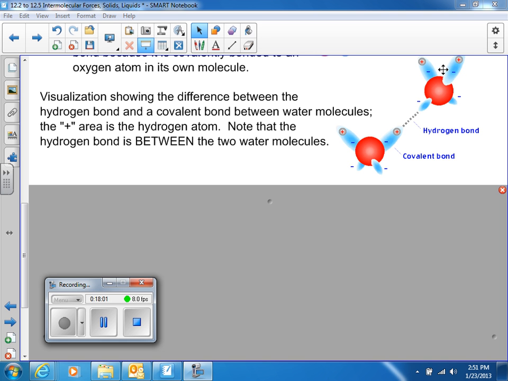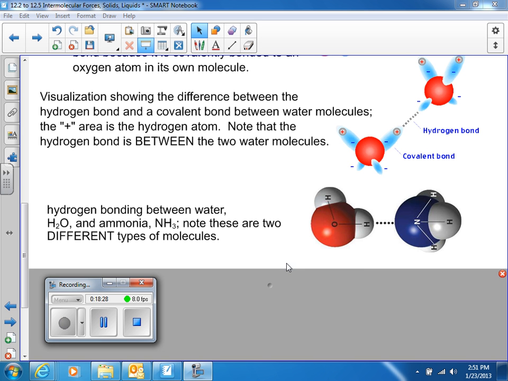Now, here's one water molecule, here's another. The hydrogen bond right here is between the two molecules, and the hydrogen bond occurs between the hydrogen atom, here's hydrogen, and that hydrogen bonds to the lone pairs of this oxygen atom. It's always between hydrogen and lone pairs on an N, O, or F. Extremely important.